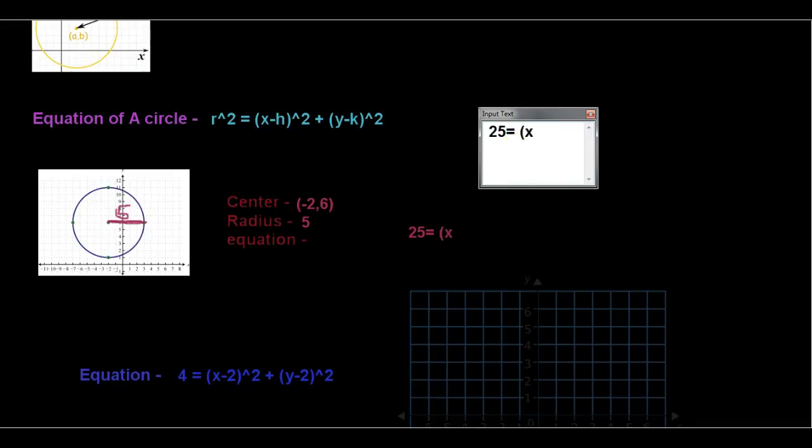x minus, our x here is going to be -2, but we see that it's a negative anyways. So now since we have two negatives, that's going to be a +2, and that's why we have to flip the signs there. And then that is going to be squared, so we'll put that in there. And then we're going to add our y to that. So, parentheses, and then we know that our center is at 6. So once again we have that negative there, so we're going to change that to a -6.